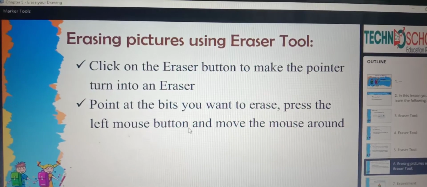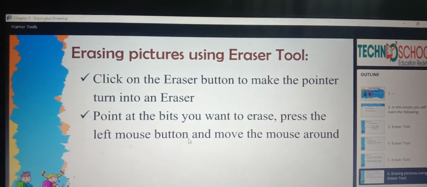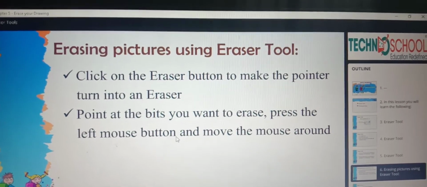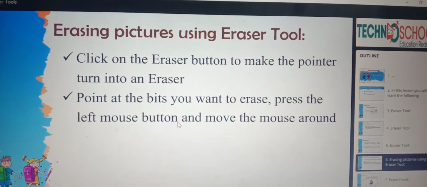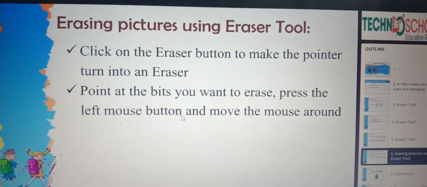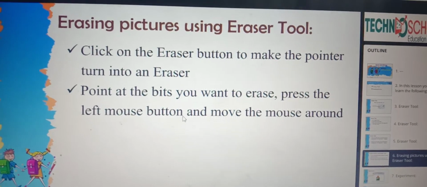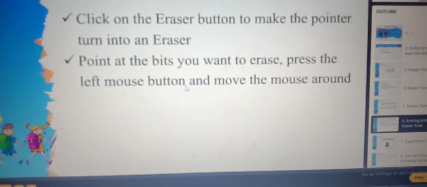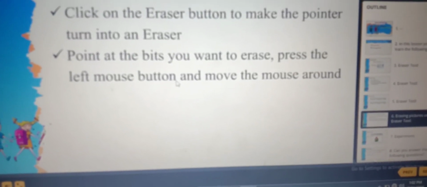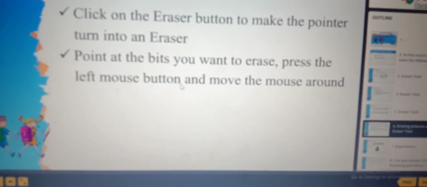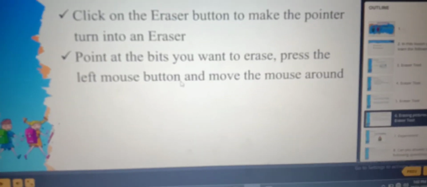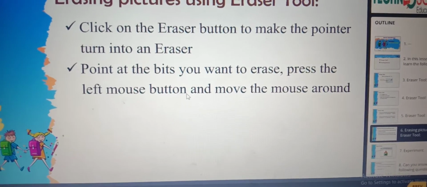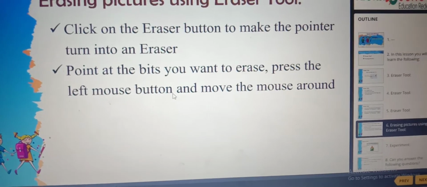And next, erasing a picture using the eraser tool. Click on the eraser button to make the pointer turn into an eraser. I'll show you in MS Paint how to erase a picture. Point at the bits you want to erase. If you feel that a particular point needs to be erased, you place your mouse pointer, press the left mouse button and move the mouse around it. I'll show you in Paint, children. You just have a look.